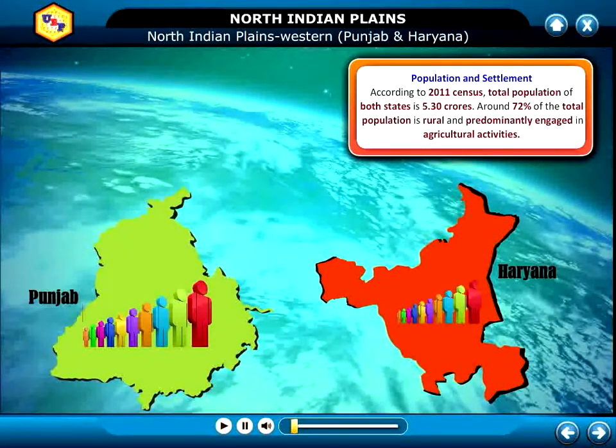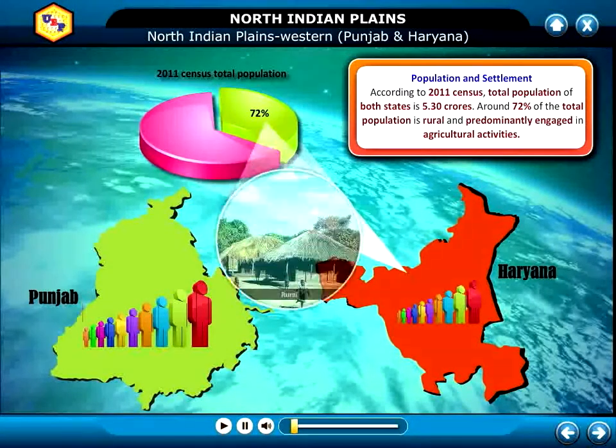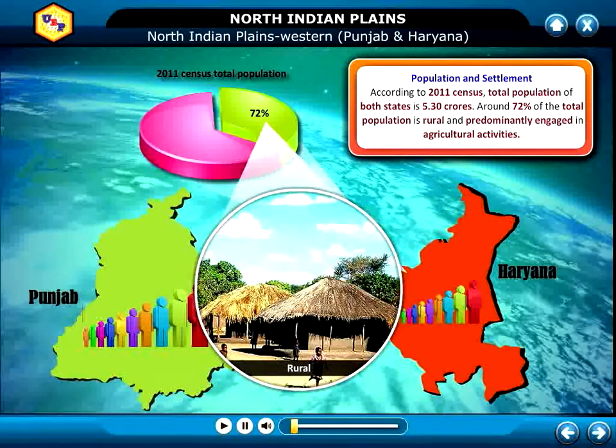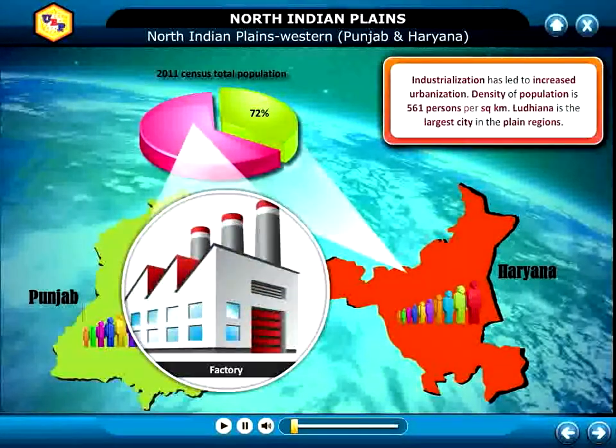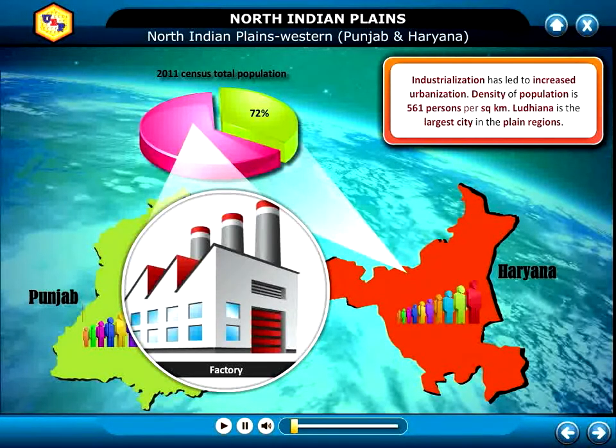Population and settlement. According to the 2011 census, the total population of both states is 5.30 crores. Around 72% of the total population is rural and predominantly engaged in agricultural activities. Industrialization has led to increased urbanization. Density of population is 561 persons per square kilometer.